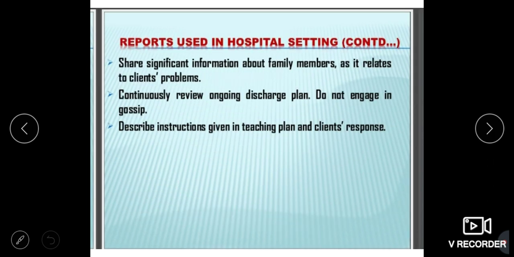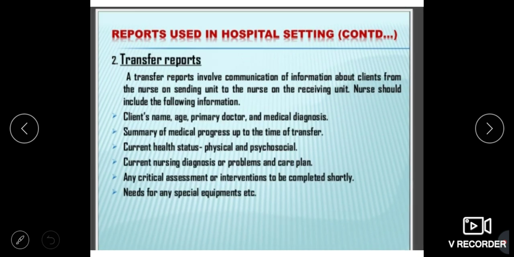Important points are emphasized. Share the significant information about family members. Continuously review the ongoing discharge plan. Do not engage in gossip. Describe instruction given in the teaching plan and client response.